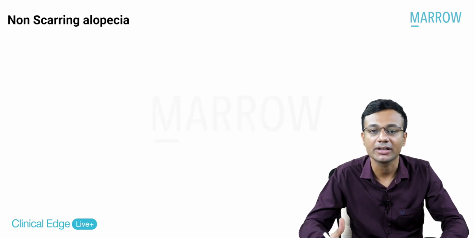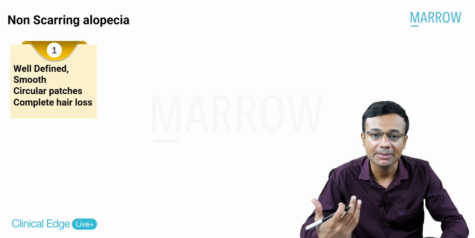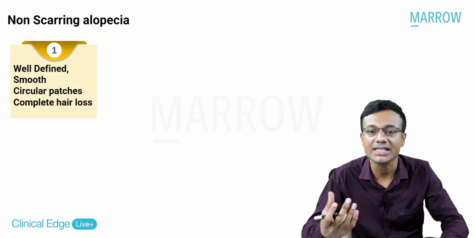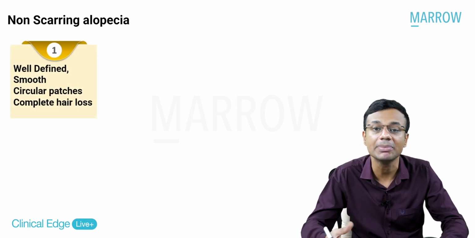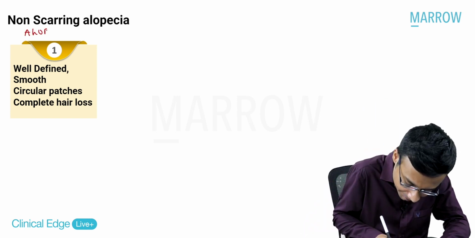The second important manifestation of alopecia is non-scarring alopecia. So here, let us take up this clinical scenario. There's a well-defined, smooth, circular patch with complete hair loss. This is suggestive of alopecia areata.